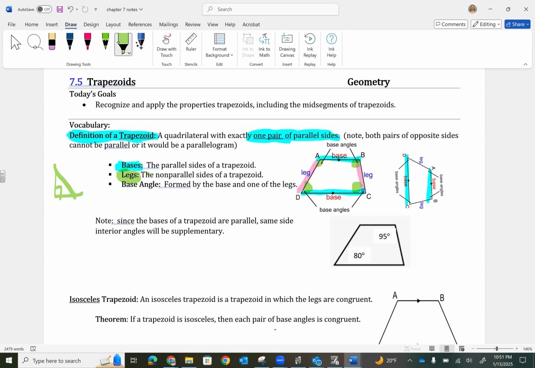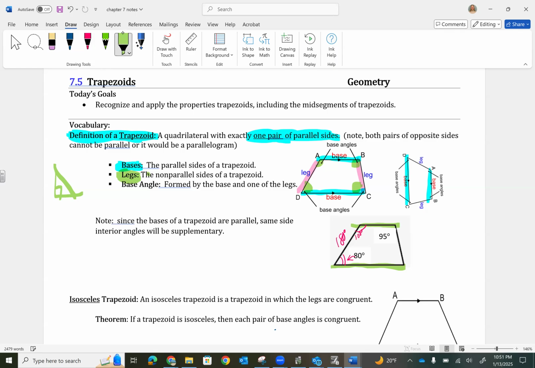Now here's the deal. Because the top and the bottom are parallel, remember the alternate interior or the same side interior angles will be supplementary. So this one plus this one here will make 180 degrees together. Okay. And so if that's 80 down here, I couldn't get it to go closer, so if that's 80, this will be 100.